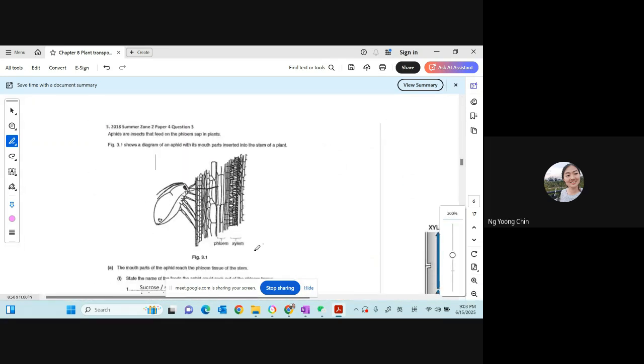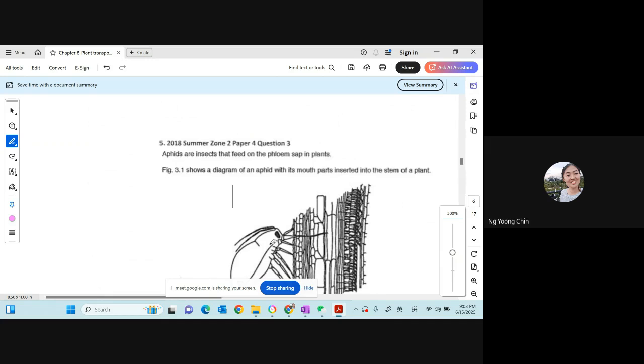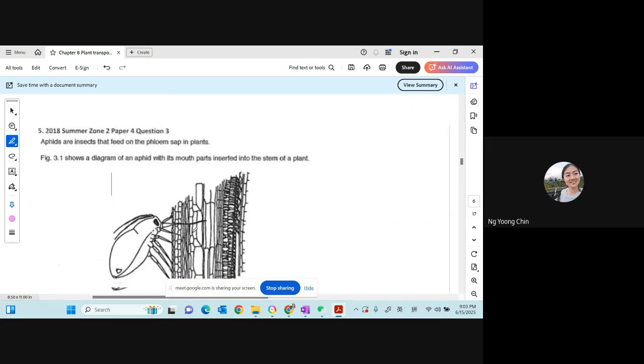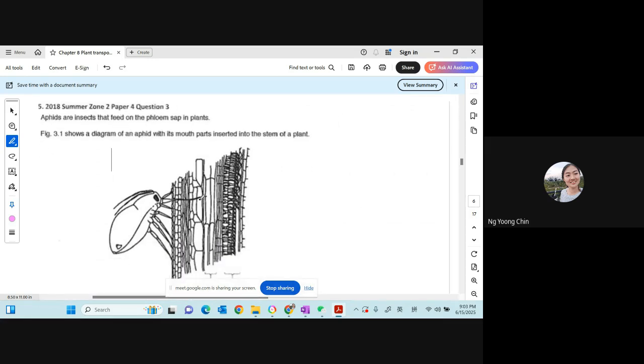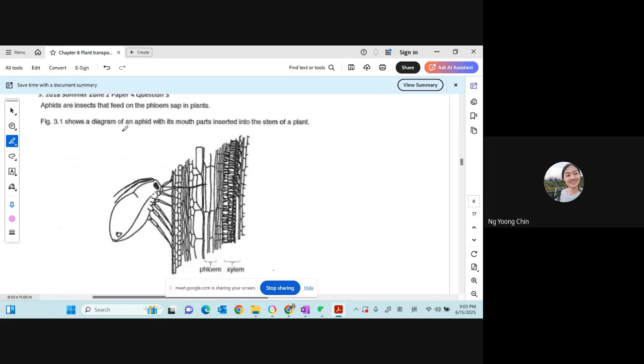Now we talk about number 5. They are showing the phloem in plants. There is an insect here called an aphid. This insect is a sucking insect because it sucks the phloem fluid from the plant. Why? Because the phloem sap is very sweet, so the insect likes to suck it.